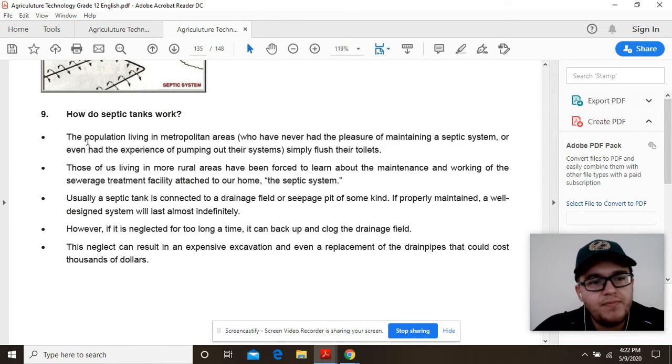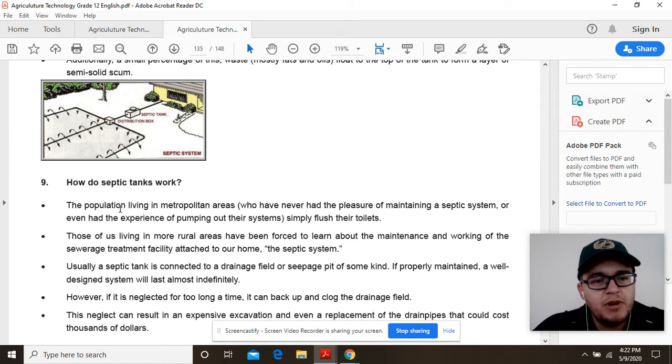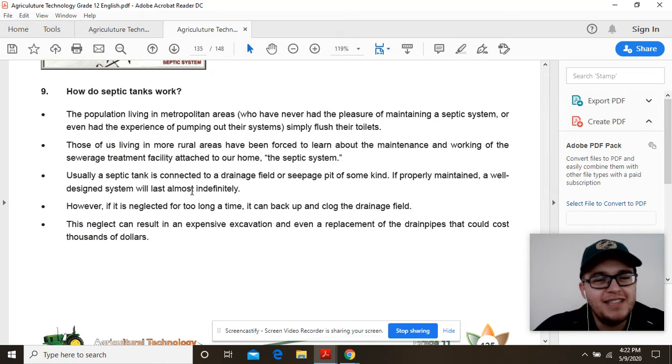How does a septic tank work? They say the population living in a metropolitan area who has never had the pleasure of maintaining a septic system, or even had the experience of pumping their own system, simply flush their toilets. We don't have that luxury on a farm, eh? Those of us living in more rural areas have been forced to learn about the maintenance and working of the sewage treatment facility attached to our home called the septic tank. Usually a septic tank is connected to a drainage field or seepage pit of some kind. If properly maintained, a well-designed system will last almost indefinitely. Doesn't block, doesn't break. However, if it is neglected for far too long a time, it can back up and clog the drainage field.